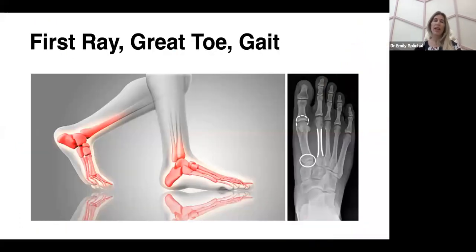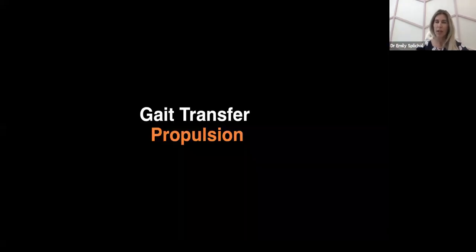Okay, so the way that you are able to get over your big toe is based off of spiral line stability. If your spiral line's not stable, your first ray is not stable, you will not plantar flex it fast enough to dorsiflex your first MPJ. Okay, this is obviously going to transfer to propulsion.